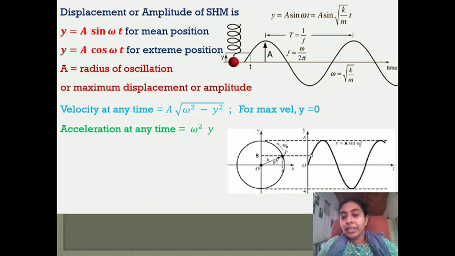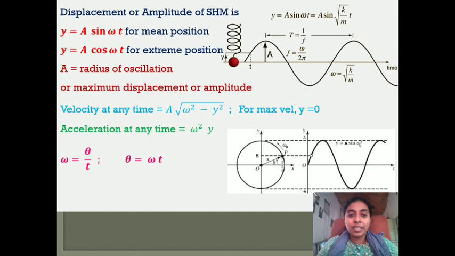Now you can see this is theta. This is theta. So we know the angular displacement theta is equal to omega into t. That is, omega is velocity, which is displacement by time. So our displacement will be equal to omega into time t.